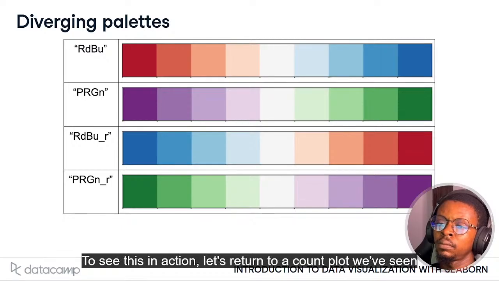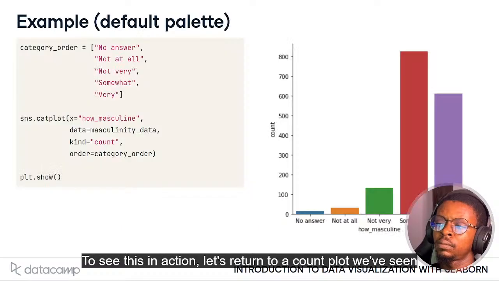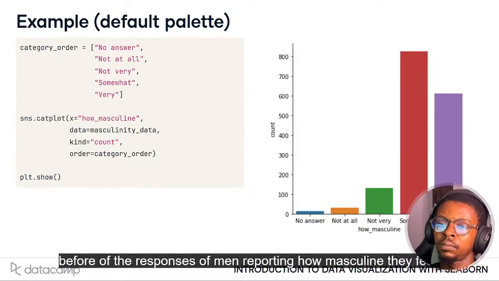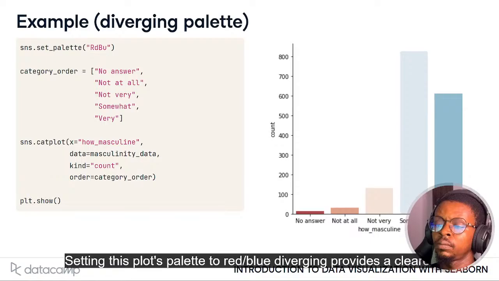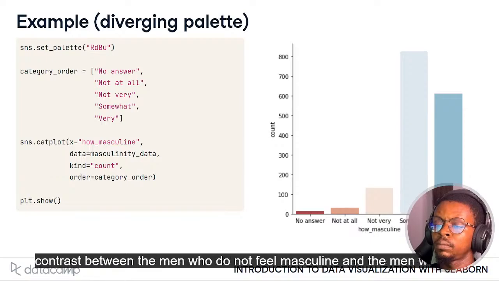To see this in action, let's return to a count plot we've seen before of the responses of men reporting how masculine they feel. Setting this plot's palette to red-blue diverging provides a clearer contrast between the men who do not feel masculine and the men who do.